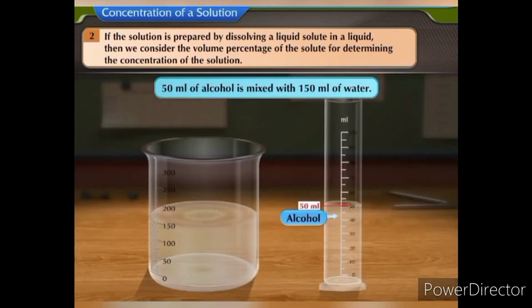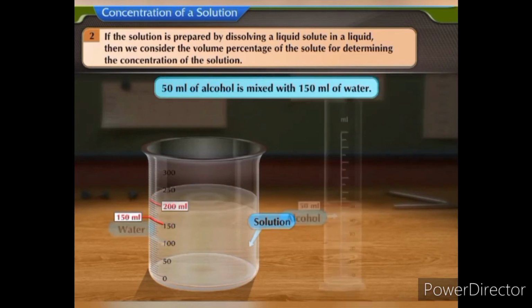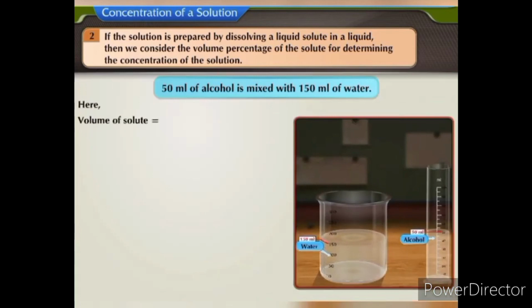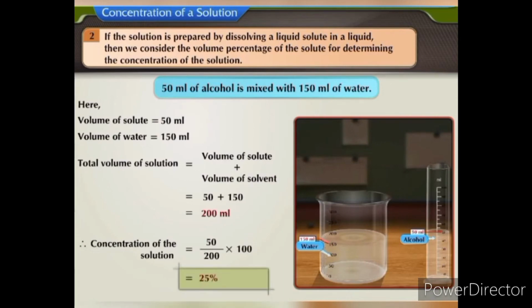If 50 ml of alcohol is mixed with 150 ml of water, here volume of solute equals 50 ml. Volume of water equals 150 ml. So, the total volume of solution equals volume of solute plus volume of solvent, equals 50 plus 150, equals 200 ml. Therefore, concentration of the solution equals 50 divided by 200 multiplied by 100. That is equal to 25% by volume.